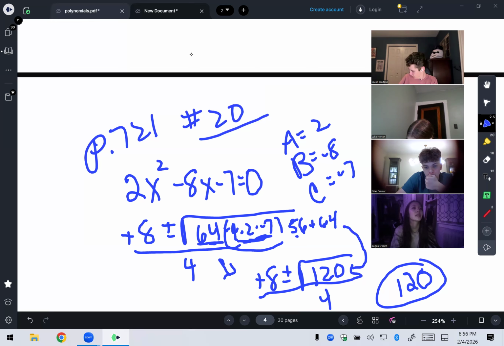Okay, let's see. Now the next thing, do you want to do the discriminant first, or do you want to do that sum of the solutions thing? It doesn't matter what you want to do.